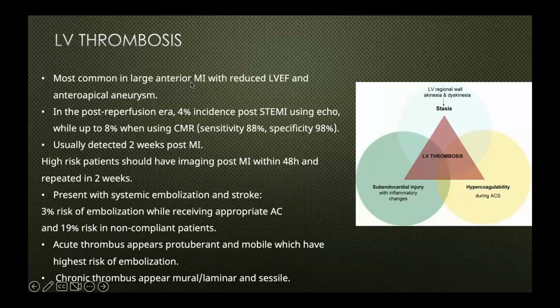LV thrombus is usually associated with anterior MI, LV dysfunction with reduced EF, and anterior apical aneurysms. And the incidence is estimated now to be around 4% for all MI patients. However, with MRI, the incidence can reach up to 8%, just because it has higher sensitivity and specificity compared to echo. The echo sensitivity can be between 25 to 35%, but can improve up to 60 to 70% if used with contrast.